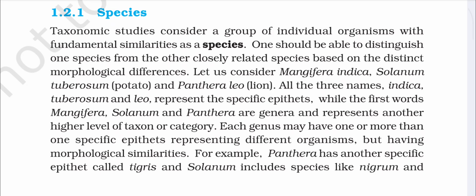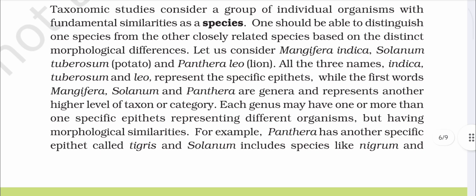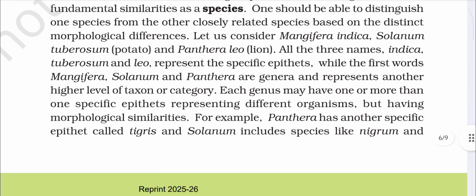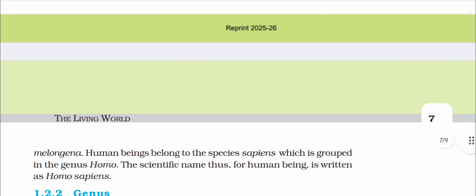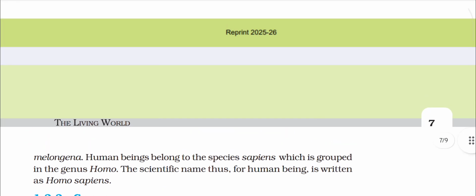For example, Panthera has another specific epithet called tigris, and Solanum includes species like nigrum and melongena. Human beings belong to the species sapiens, which is grouped in the genus Homo. The scientific name, thus, for human beings is written as Homo sapiens.